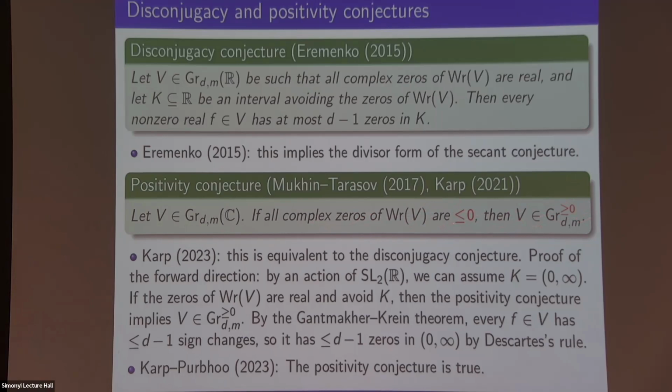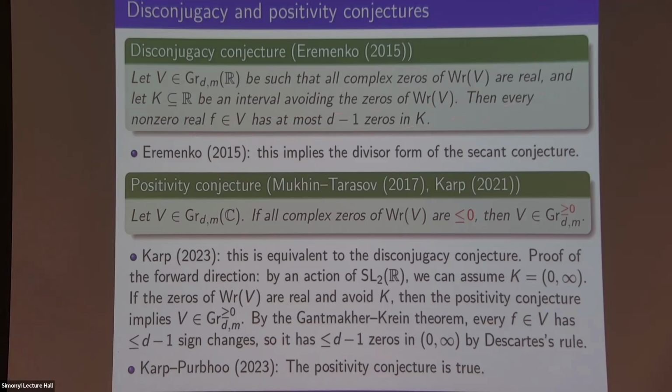There was this classical result of Gantmacher and Krein that if V is totally non-negative, each vector viewed as a sequence of numbers changes sign at most d-1 times. That means if I'm thinking of my vector space as a space of polynomials, its sequence of coefficients has at most d-1 sign changes. Then Descartes' rule of signs tells me that if I have at most d-1 sign changes, I have at most d-1 positive zeros, which is the conclusion we needed for the disconjugacy conjecture. So this implication uses these classical results.